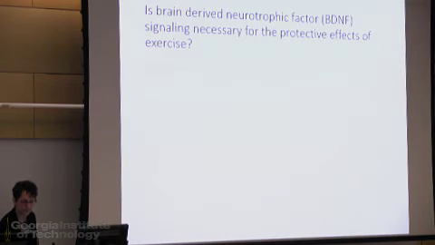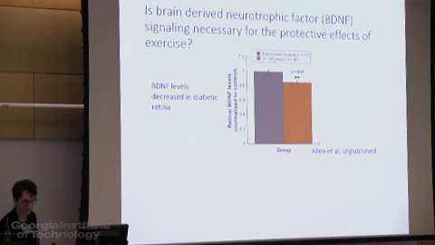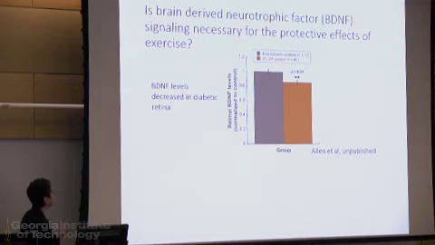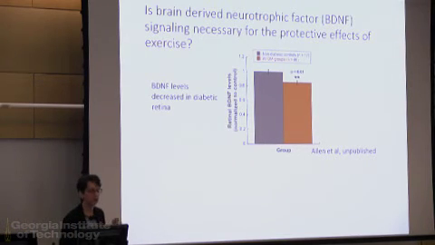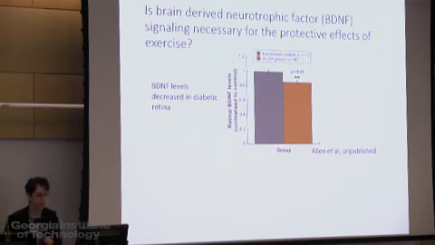So we looked to see if BDNF levels were normal or not in our animals that were diabetic. I'm showing you here the retinal BDNF levels measured with an ELISA, and you can see that the BDNF levels are significantly lower in the diabetic groups.